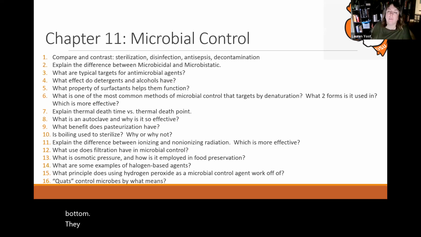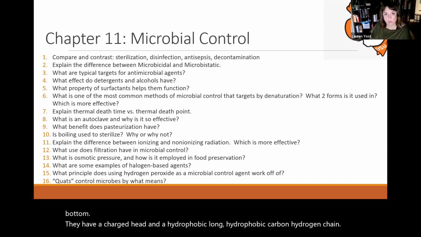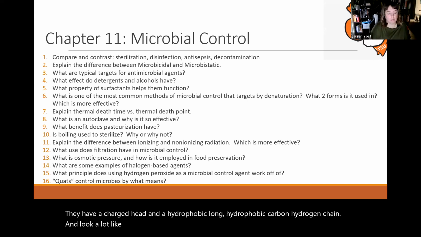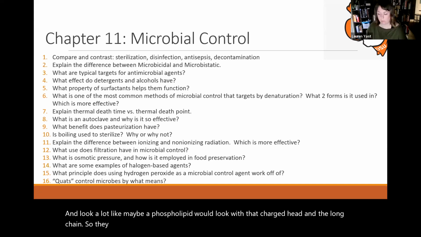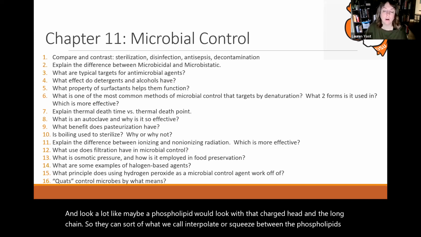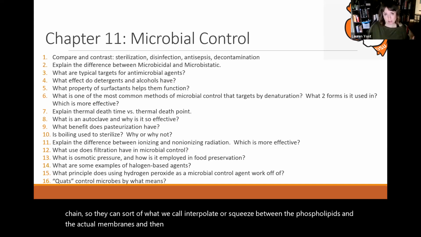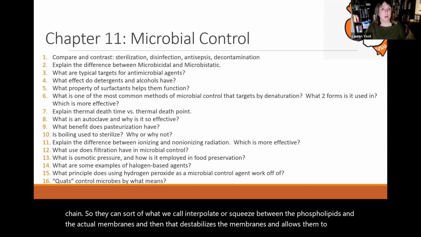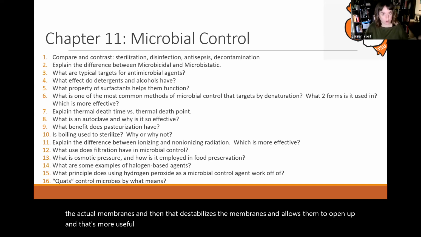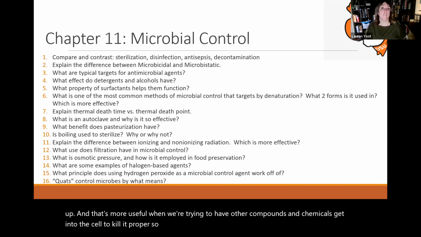They have a charged head and a long hydrophobic carbon-hydrogen chain, and look a lot like maybe a phospholipid would look with that charged head and the long chain. So they can sort of, what we call, intercalate or squeeze between the phospholipids in the actual membranes. And then that destabilizes the membranes and allows for them to open up. And that's more useful when we're trying to have other compounds and chemicals get into the cell to kill it proper. So it makes other things more effective.